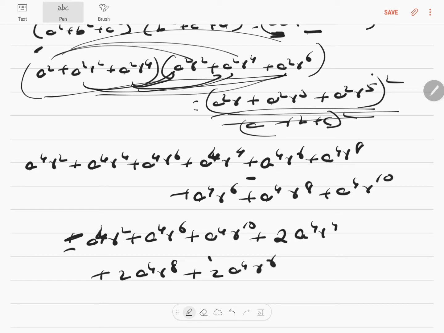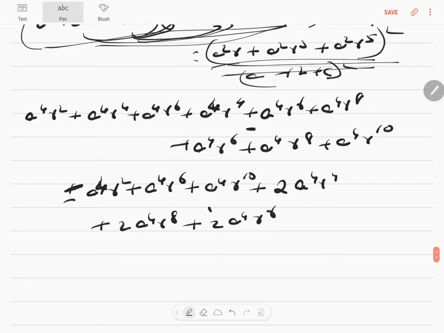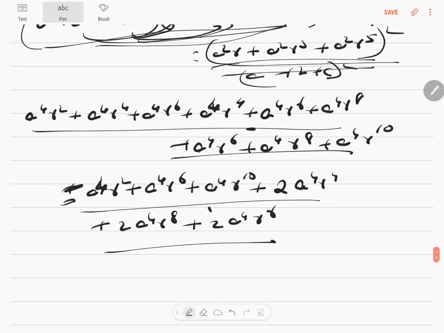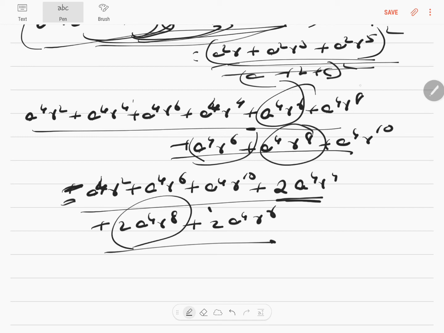Now we don't cancel the common terms; you have to check whether this term and this term are equal. Here 2 A to the power 4 R to the power 6, here A to the power 4 R to the power 6 and A to the power 4 R to the power 6, so it tallies. Then 2 A to the power 4 R to the power 8, A to the power 4 R to the power 8, A to the power 4 R to the power 8. So LHS is equal to RHS. That's all you proved. So it's that simple.